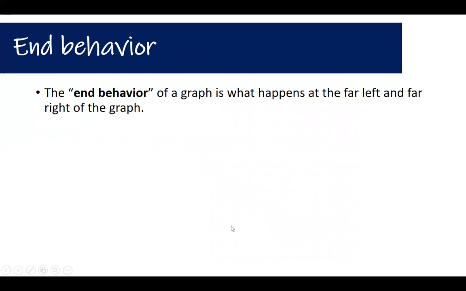Now, one other feature of graphs of polynomials is called end behavior. And the end behavior of a graph is what happens on the far left and the far right. So as it goes way towards the left towards negative infinity, or as it goes way towards the right towards positive infinity on the x-axis, what is happening to the graph? Is it going up? Is it going down? What's going on?